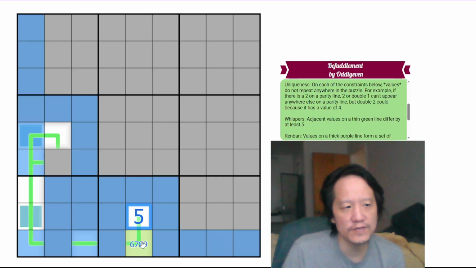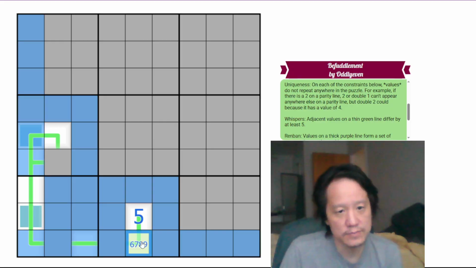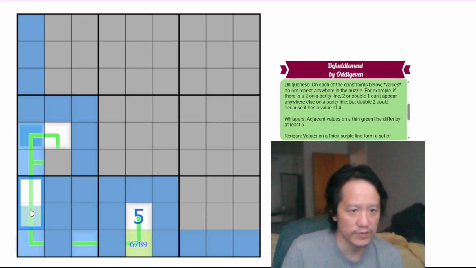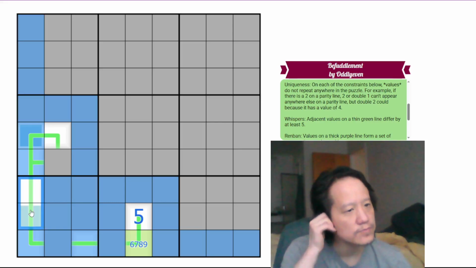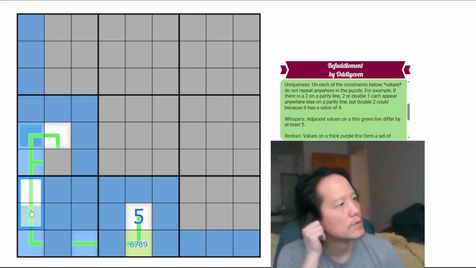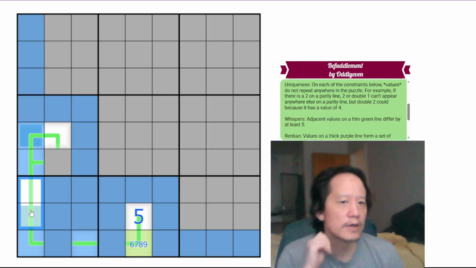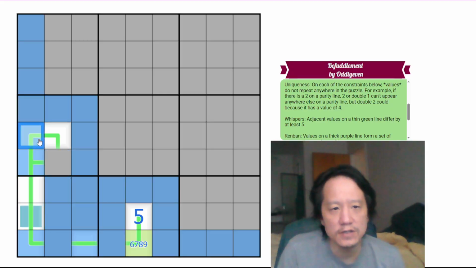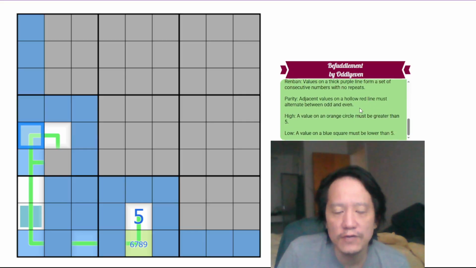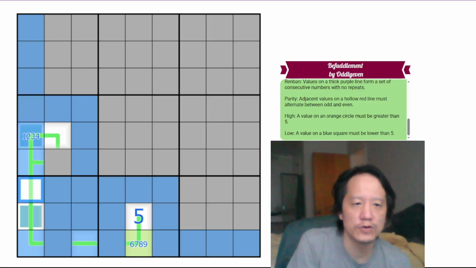So we have 5. These could be any digits, though. So these are non-doubled. One of these is doubled. And one of these is doubled. Okay, so these squares have to have a value lower than 5. So this must be 1 through 4. This is 1 through 4.